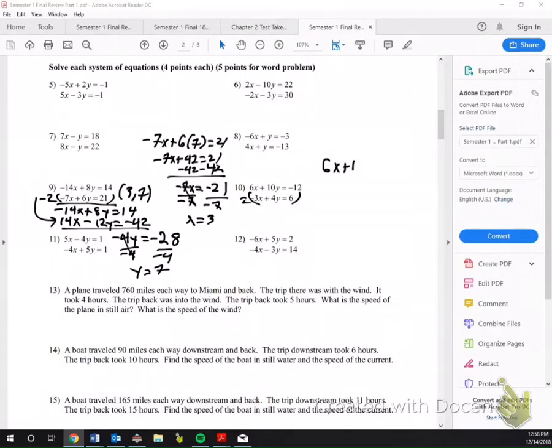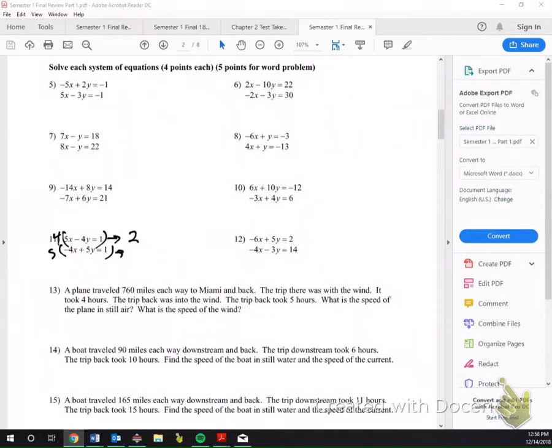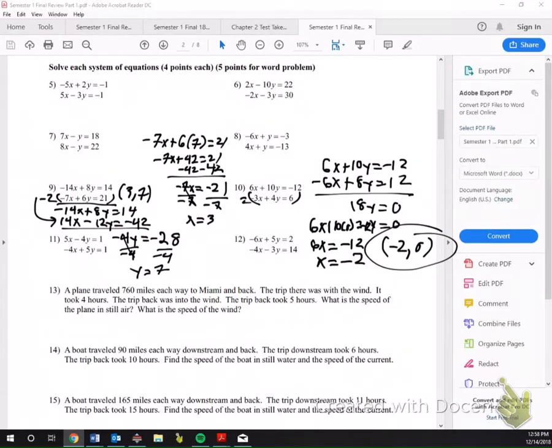Same thing for number 10. I'm multiplying them by 2. Y equals 0. Plug the 0 back in. X equals negative 2. So my point is negative 2, 0.